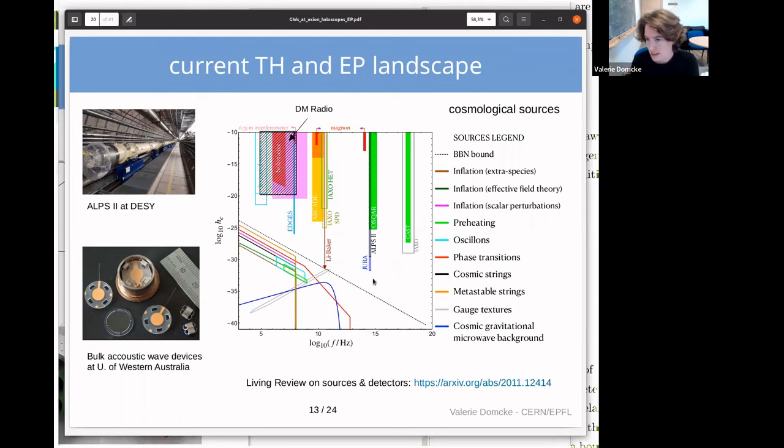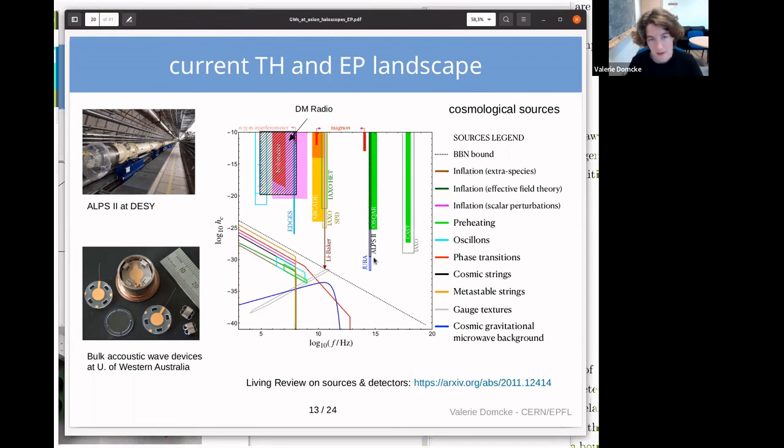So just to give you some examples, these bounds here, ALPS in particular, but also CAST. This is basically a light shining through the wall experiment. So you have a laser pointing to a wall, and then a camera behind the wall.